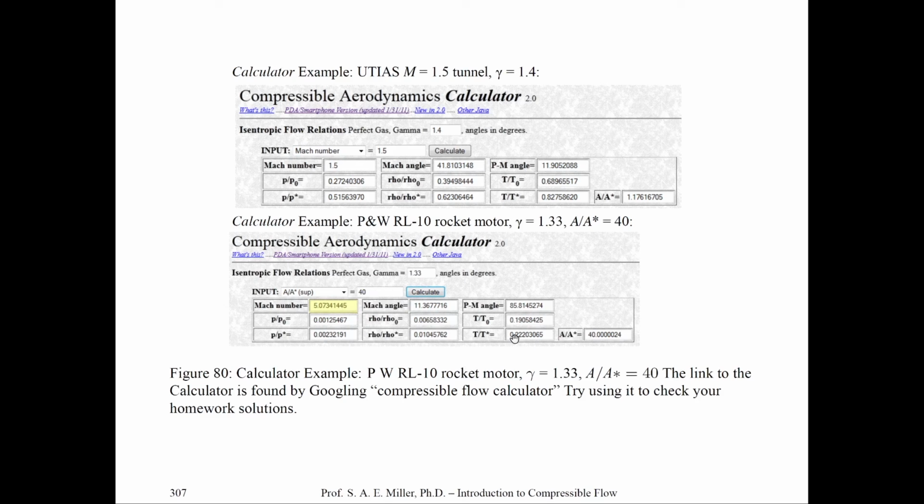For example, in this particular case, you can see that 40 is mirrored in the output, and they find a particular Mach number of 5. That means with an area ratio of 40 for gamma 1.33, they have accelerated their flow from Mach 1 to 5 from, of course, the critical condition. You can try a few things and check your answers for your homework this way.